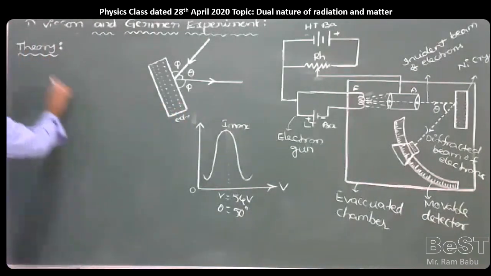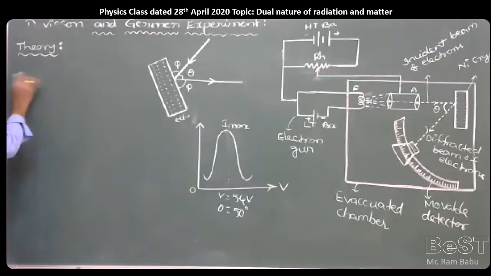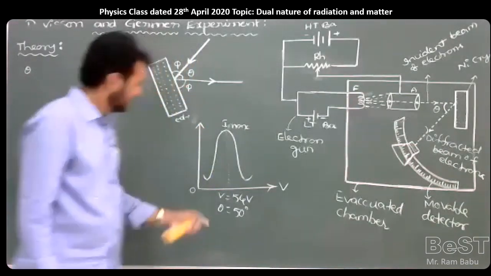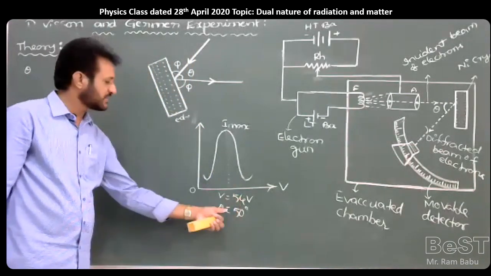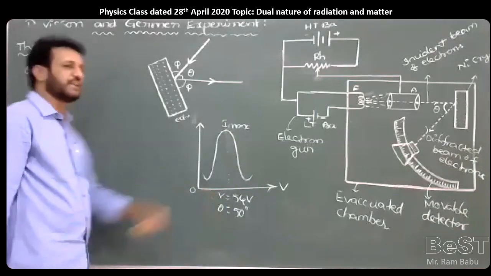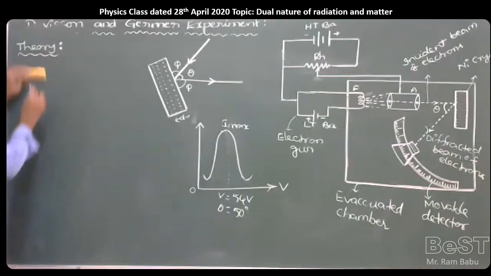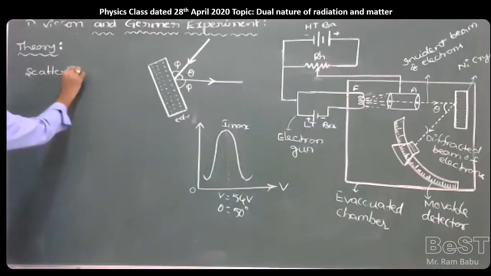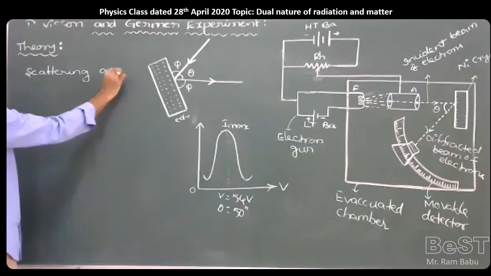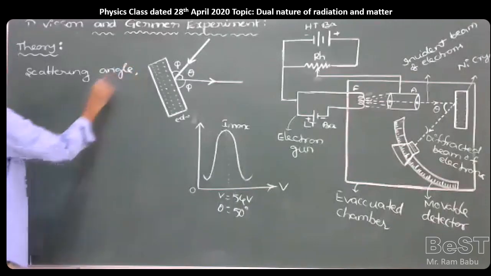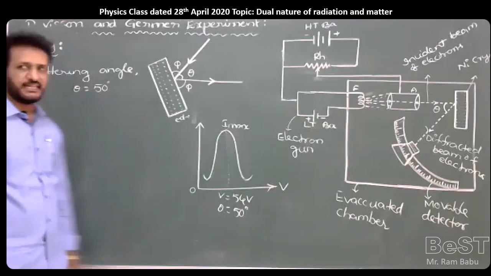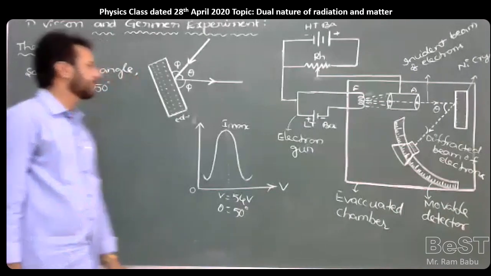Now, according to Bragg's law, but before that, at what angle do we observe the highest intensity of the wave? At 54 volt, and the scattering angle is equal to 50 degree. You should write here: scattering angle theta is equal to 50 degree.